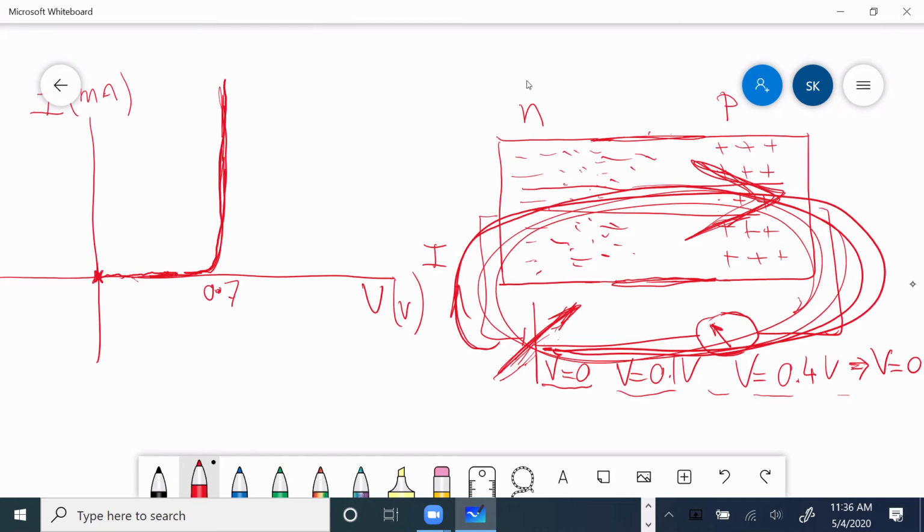How good are you, Isaac? I'm good. That made sense. So you're saying that the current depends on how heavily it's doped. That's correct. Independent of the voltage. Interesting.